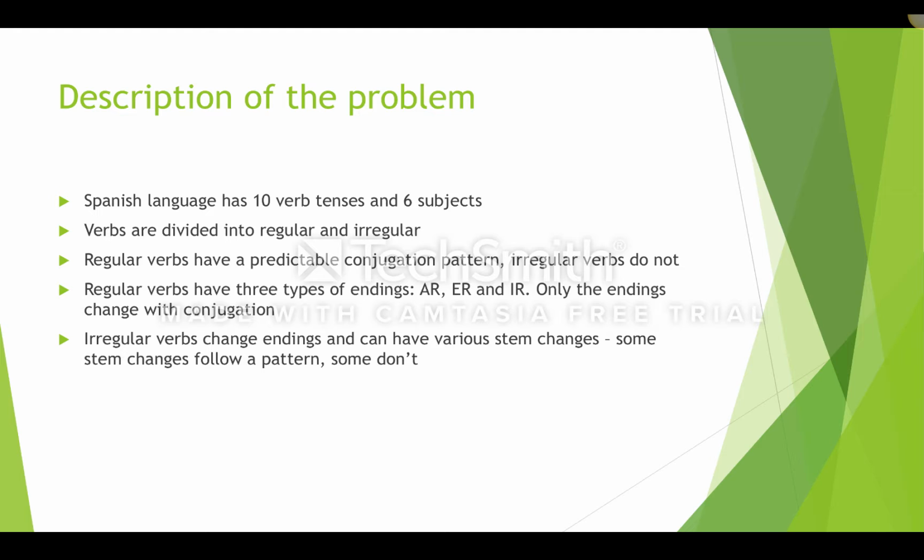The Spanish language has 10 verb tenses and 6 subjects in which verbs conjugate, and verbs can be regular and irregular. Regular verbs conjugate following a very predictable pattern. Irregular verbs don't. With regular verbs, only the endings change with conjugation, and with irregular verbs, the stem of the verb can change as well, which presents an interesting challenge programmatically.